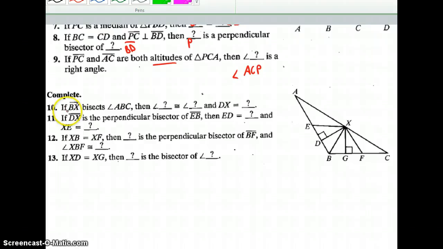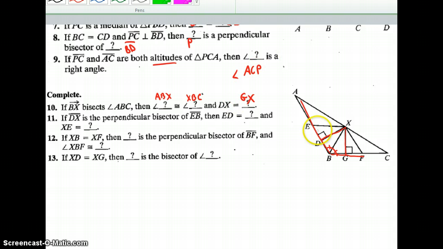If BX is a bisector of ABC, like that, if those two are the same, then we got some congruent angles. I just marked it. ABX is congruent to XBC. That's old news. What's new news is this point X is equidistant from the sides of this angle. The distance from X to this side is perpendicular to it, and the distance from X to the other side is also perpendicular to it. So DX is equal to GX.